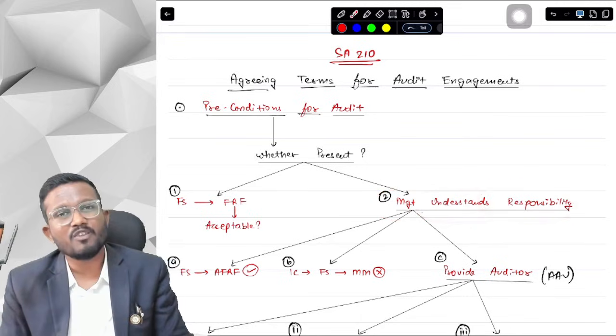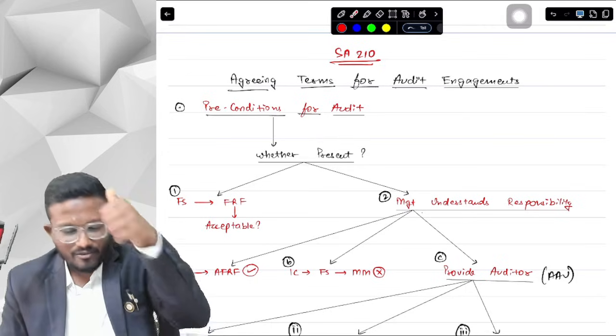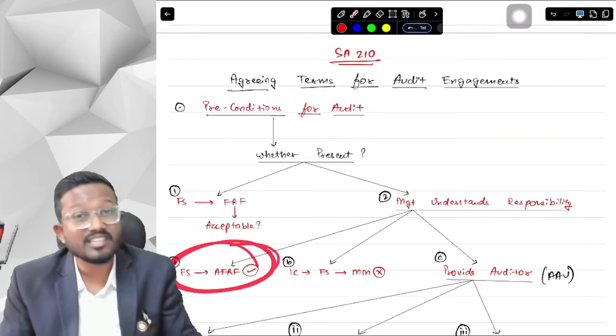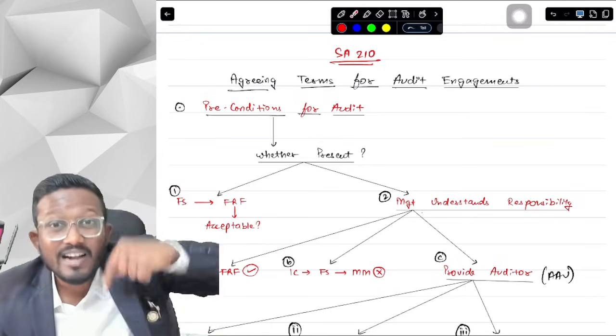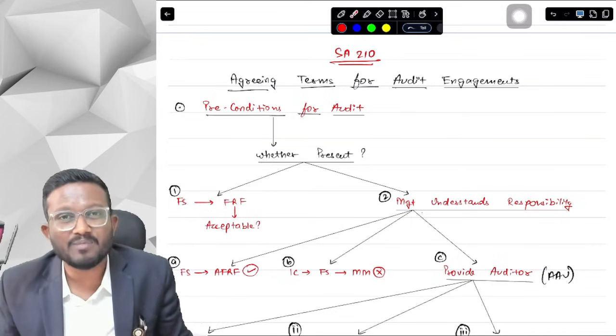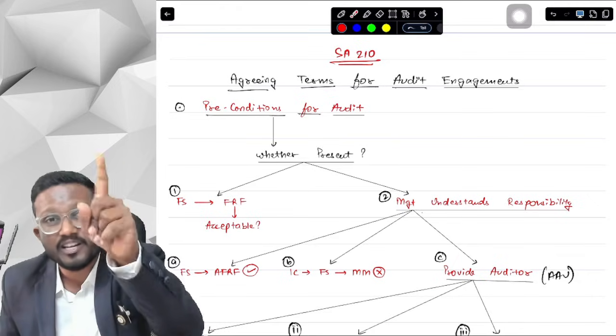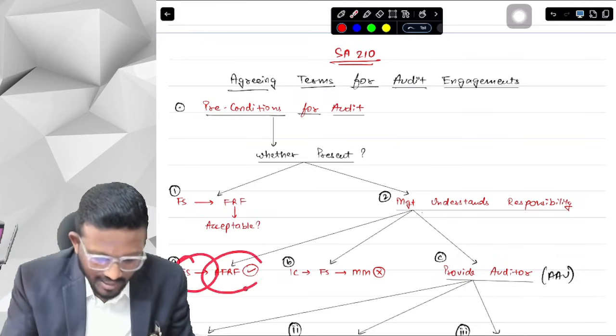What is the responsibility of management? First of all, sir, preparing the financial statements as per AFRF is the responsibility of management. The auditor has to check whether the financial statements are prepared as per AFRF or not, but the primary responsibility is of the management.